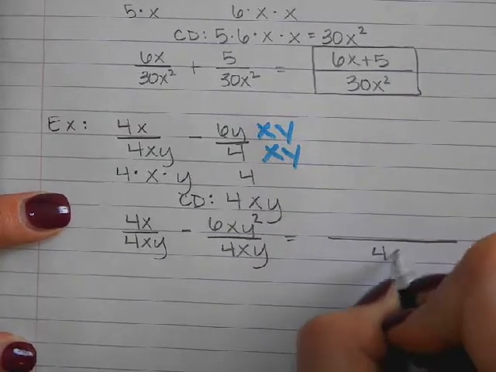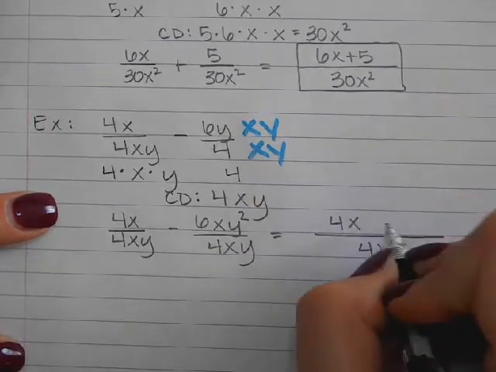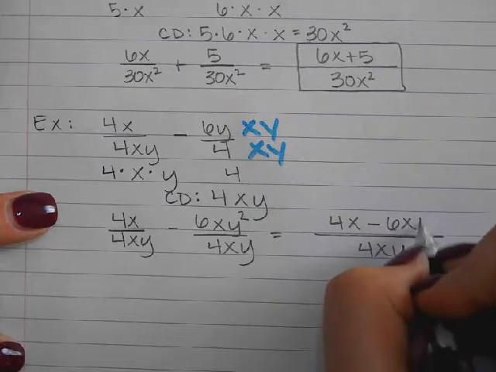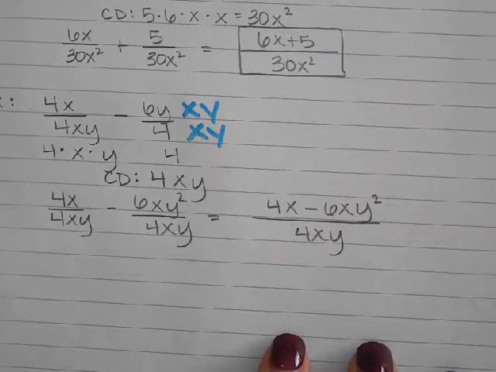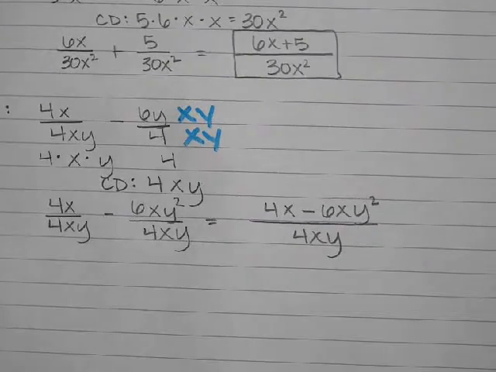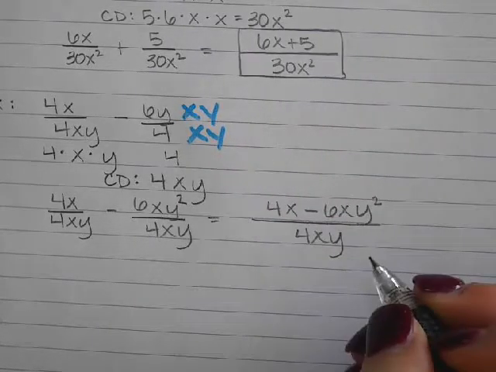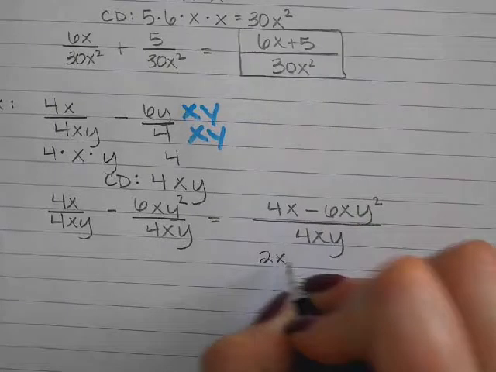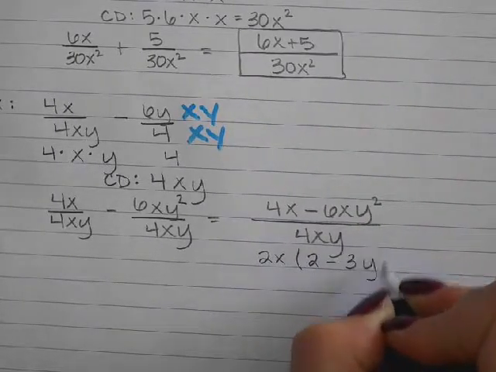So my denominator is 4xy. And then for the top, I have 4x minus 6xy squared. And then just like the first day, we're going to go back and see if we can factor anything. And with this problem, you can actually factor. You can take out a GCF of 2 and a GCF of x. So I'm going to take out the 2x, and that would leave me with 2 minus 3y squared.